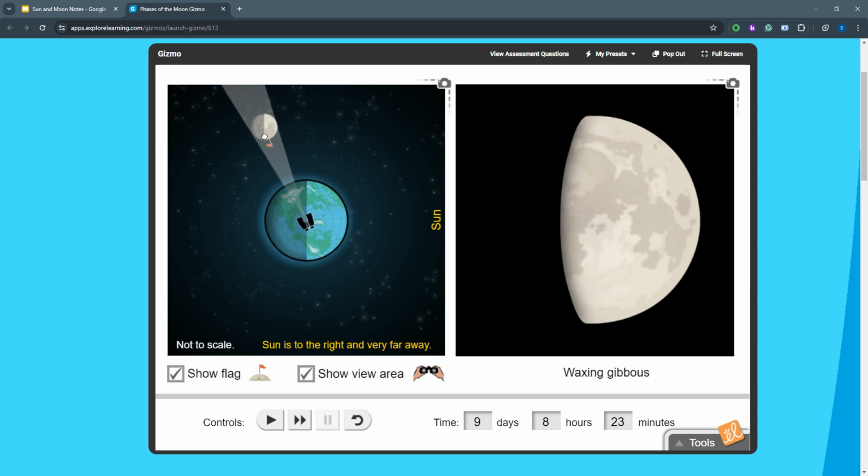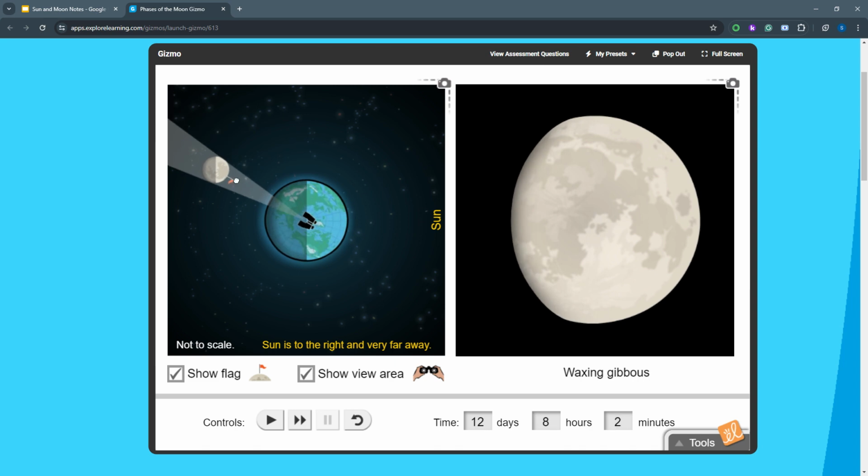And now the moon keeps on revolving around the Earth. And notice at this point, we are seeing most of the moon being lit up and only a little bit in darkness on the left side. Although remember, half of the moon is still lit up and half of the moon is still in darkness. This is just our perspective as the moon is revolving around the Earth.